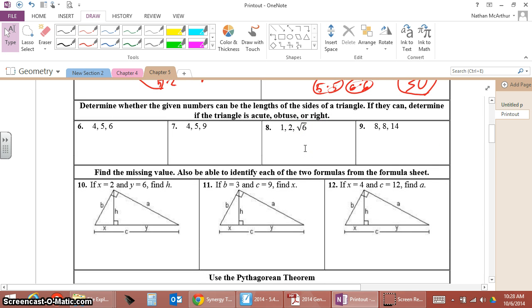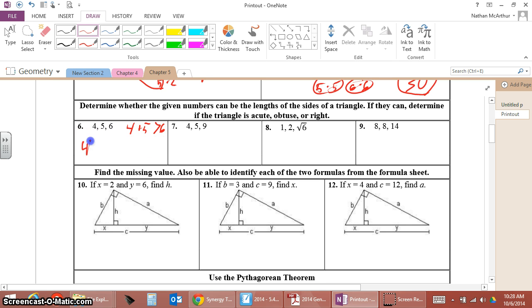Moving right along. Determine whether the given numbers can be the length of the sides of a triangle. If they can, determine if the triangle is acute, obtuse, or right. Sweet. So first I'd say, is it a triangle? Is 4 plus 5 bigger than 6? Yes? Good, it's a triangle.